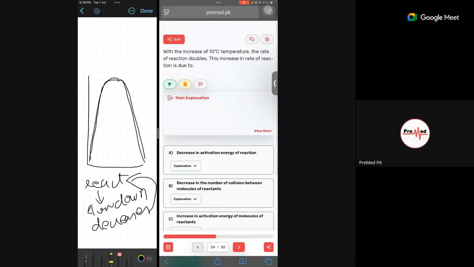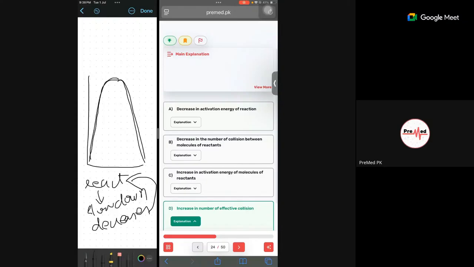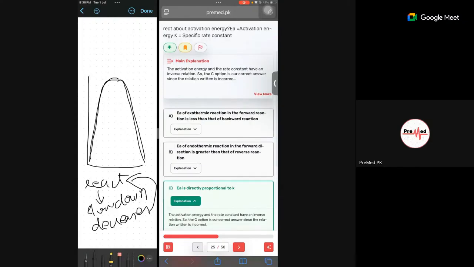Arrhenius equation. Effective collision. Increase in activation energy. No, because of the increase in activation energy, the molecules will not move that fast. So we have D as the correct option, which is increase in number of effective collisions.